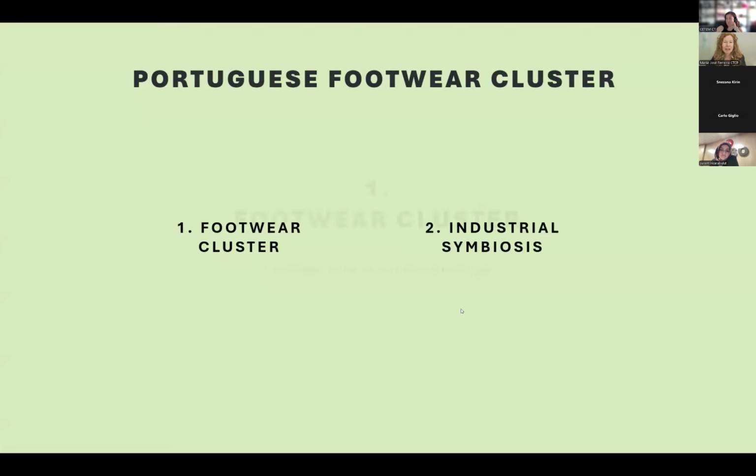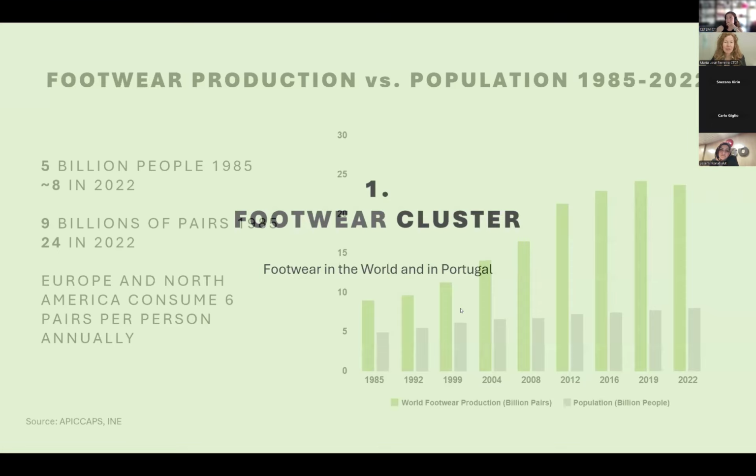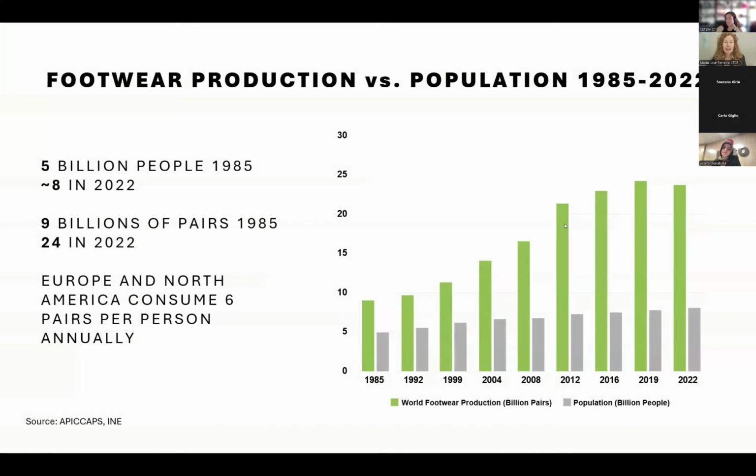Regarding the footwear cluster, in the world and in Portugal, I would like to highlight in green, in this graph, the growth of footwear production, and in gray, the growth of the population. We could imagine that 3 pairs per person is not too much consumption. But in fact, what is happening is that in Europe and North America, we consume above 6 pairs per person annually. So we are really consuming a lot of resources from our planet.